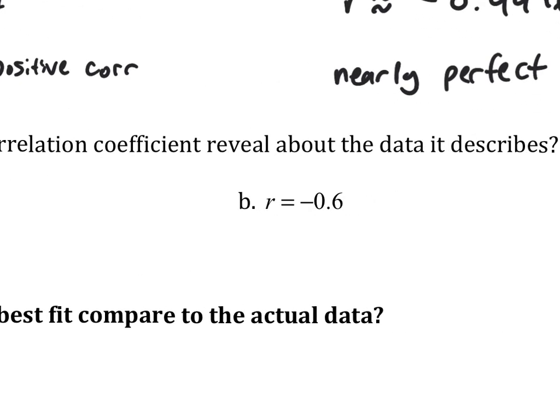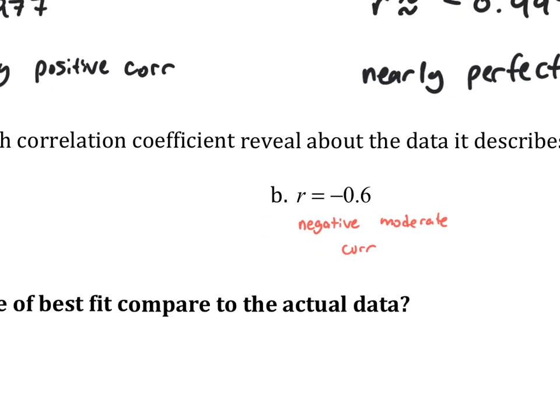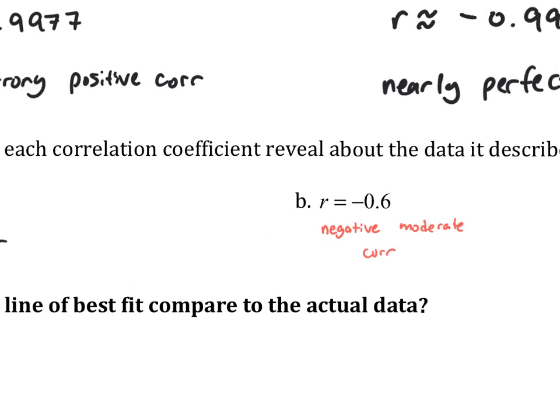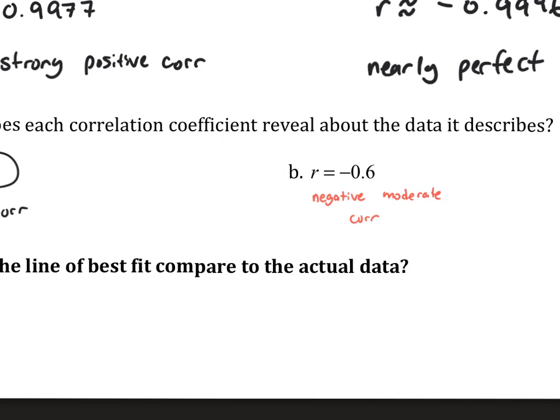A negative 0.6, we would say a negative, moderate, or decent correlation. So it's not strong, but we could get some data from it, or we can use the model with some surety. Not tons, so we would just take that information with a grain of salt.